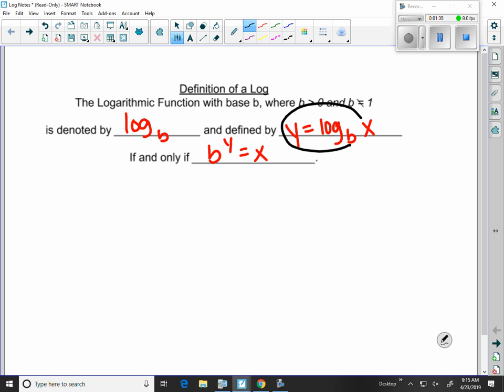Okay, and then we're going to go from exponential to log. We're going to practice those, and you'll get better at those as we go throughout the day. Any questions for me on that?